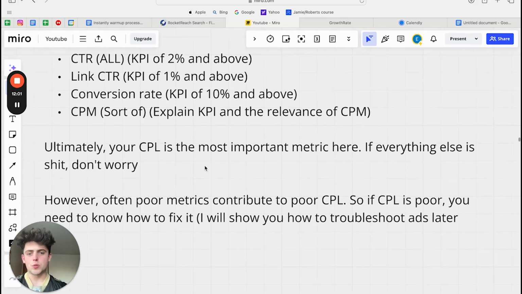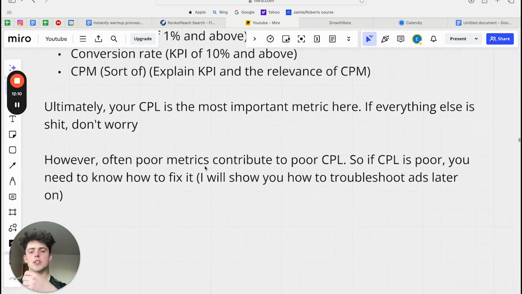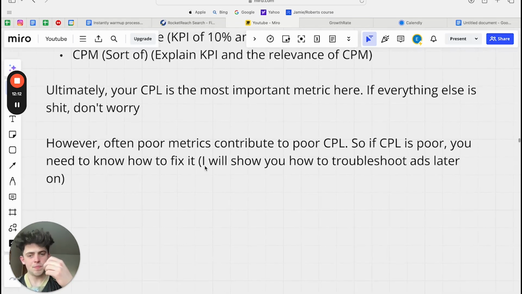Ultimately, though, your cost per lead is the most important metric here, because if everything else is bad, don't worry. If the cost per lead is okay, then it doesn't really matter. But generally speaking, whenever all the metrics suck, it will contribute to the cost per lead. So it's important to keep an eye on those, because it will affect the cost per lead eventually, more than likely. But I will show you how to fix that, and I will show you how to troubleshoot ads later on in this video, so keep watching.